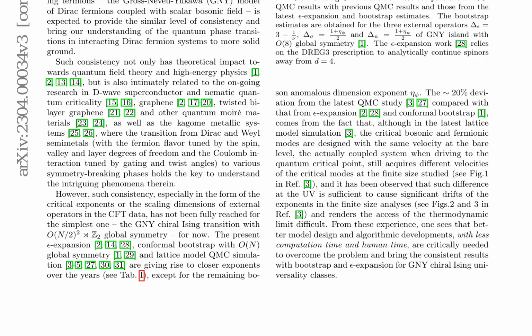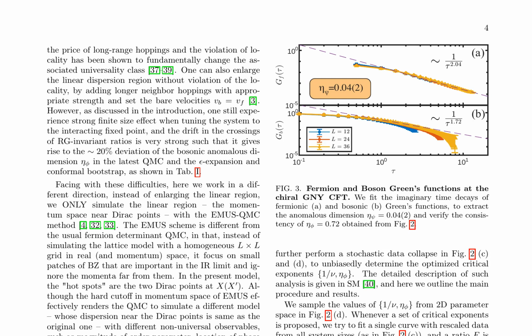The results provide fully consistent exponents with those obtained from the bootstrap and perturbative approaches, including eta equals 0.04(2), 1/nu... and nu equals 1.07(12). The model consists of fermions and bosons interacting via Yukawa coupling, and the EMUS QMC method is employed to simulate the linear region of the Brillouin zone, BZ, near the Dirac points.